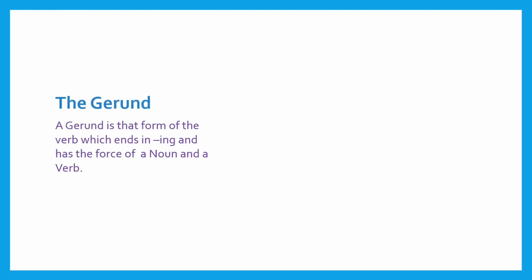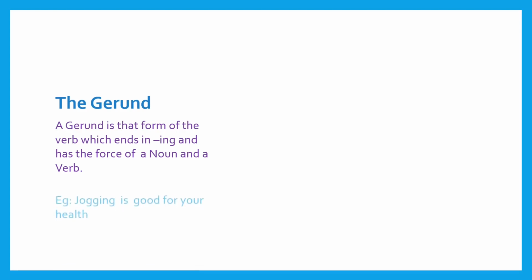I do hope that we've got a fair understanding of the difference between the finite and non-finite verbs. So let's move further to know the different types of non-finite verbs. The first one is the gerund. So what is a gerund? A gerund is that form of the verb which ends in ing, but it has the work or force of a noun and sounds like a verb.